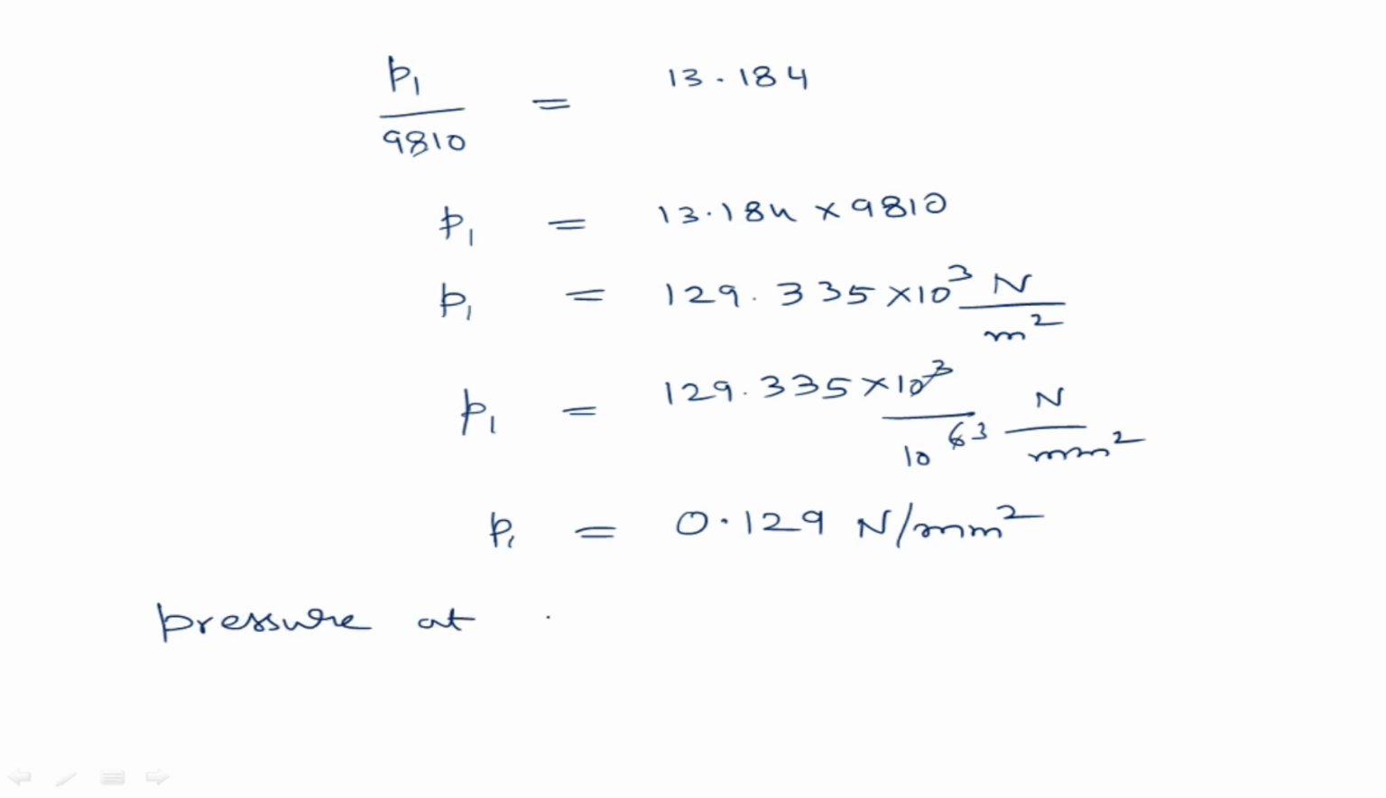Pressure at the lower end of the pipe, P1 is equal to 0.129 Newton per mm square.